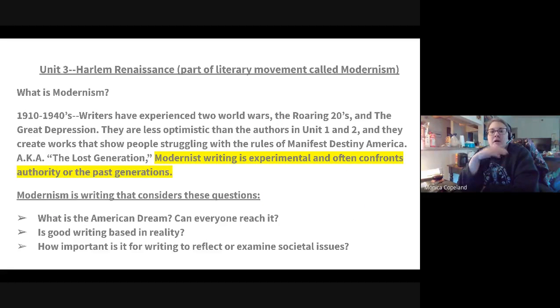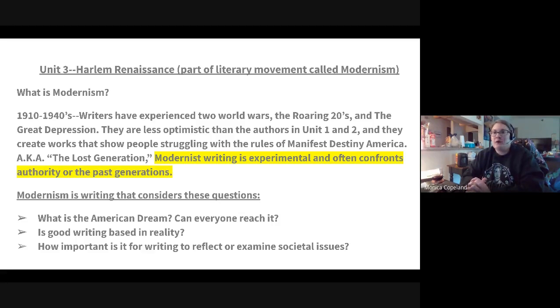So modernism is a literary movement where you have, like I had said, people who are less optimistic writing, and the main thing that modernism writers write about is people struggling with the rules of manifest destiny America. You may remember in history class learning about how America for quite a long time really justified its expansion west and its expansion into other countries, basically justified anything the country did as, well, it's destiny, we have to. This is our purpose through God. He put us here to conquer this nation.